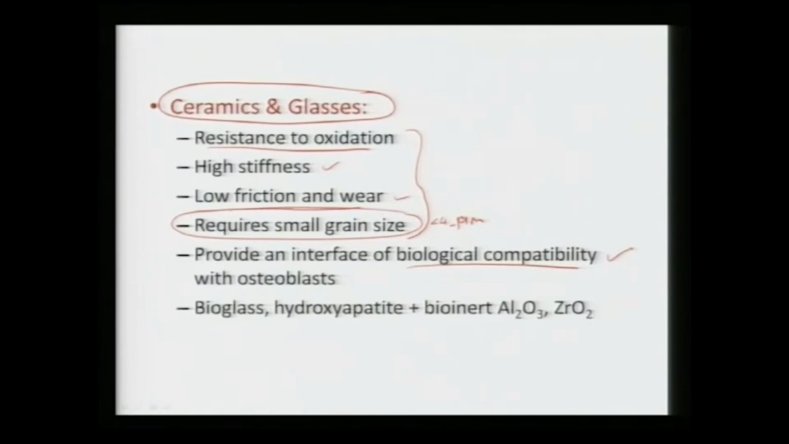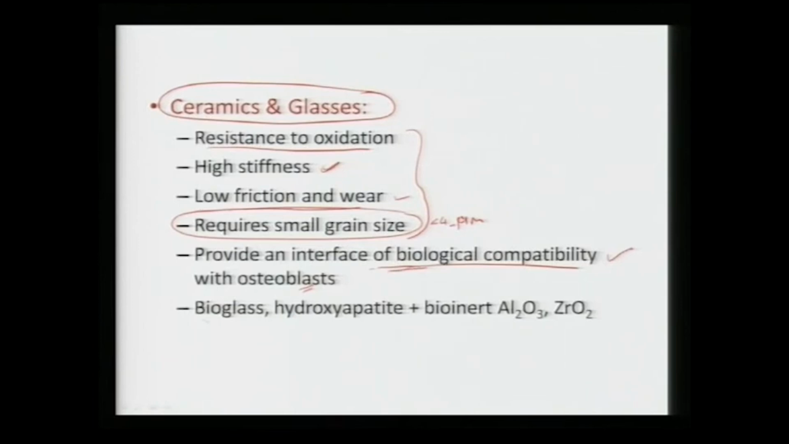So first of all, they have high resistance to oxidation, they possess very high stiffness, they have low friction and wear, and they also provide an interface which is very compatible to the osteoblast. So that makes it a very applicable material.